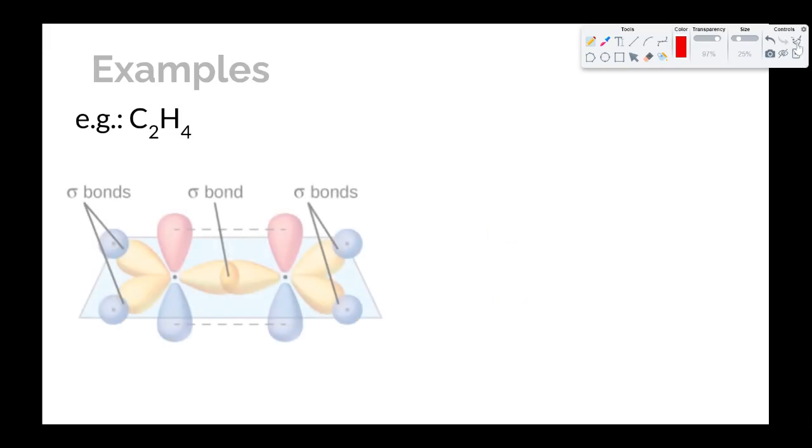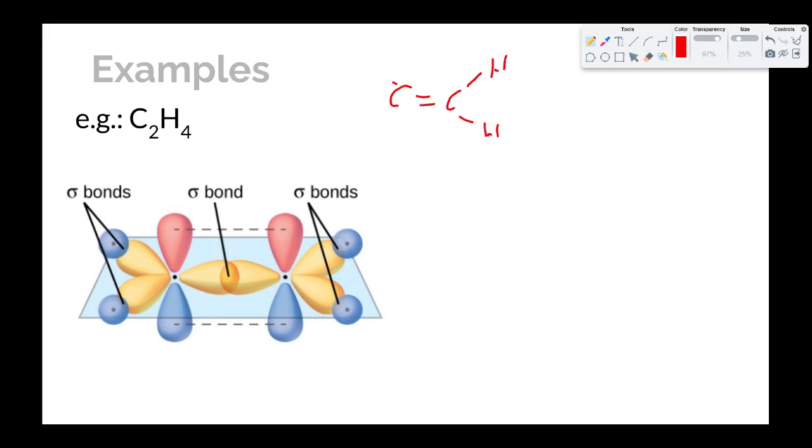Another one, C2H4. So in C2H4, this is what the Lewis structure is going to look like. Each carbon is going to be sp2 hybridized, and this is an sp2, and this is an sp2 from 2 different carbons. So this is one of the carbons, this is the other carbon, and that overlap makes the sigma bond. Another sp2 hybrid orbital on this carbon overlaps with an unhybridized 1s from a hydrogen, and that makes that bond. Same thing here, and here, and here.